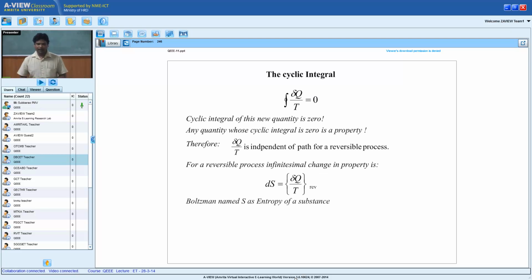So Boltzmann named S as the entropy of a substance. In order to calculate the value, you should do a reversible process, then you can calculate. But entropy will prevail, whether it's reversible or irreversible, entropy will prevail. That is not the idea. So if you want to calculate the value of entropy, or give a number to the entropy, how do you calculate the change in internal energy? Do a constant volume heat addition.